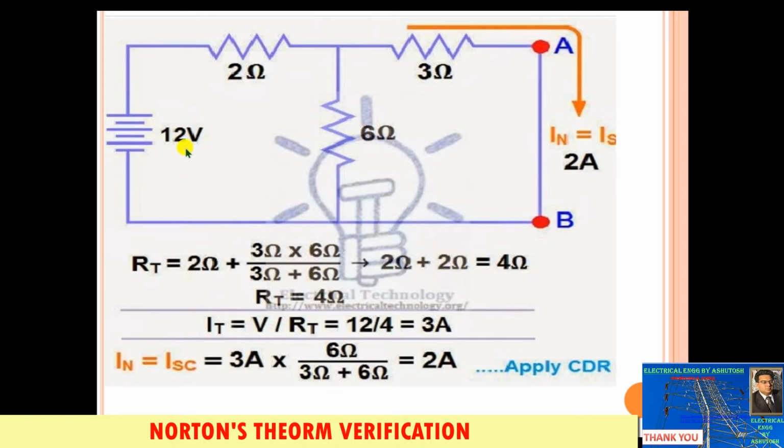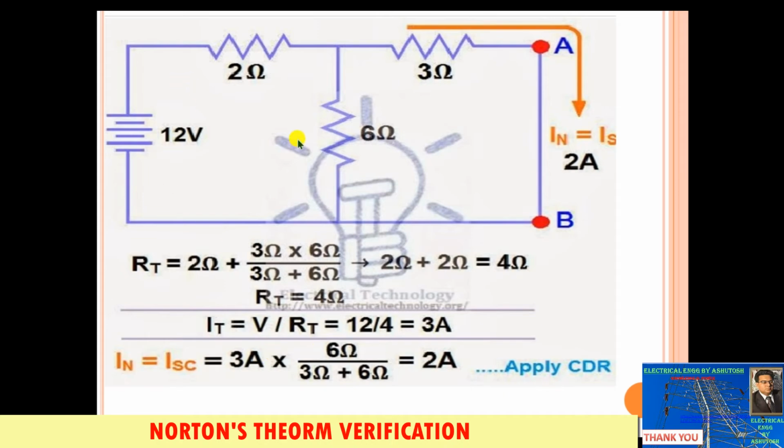Now we will find the current. I equals 12 volt divided by 4 ohm, voltage divided by resistance. 12 is the voltage source and 4 is the resistance, so the total current becomes 3 ampere. And now we will use the current division method.